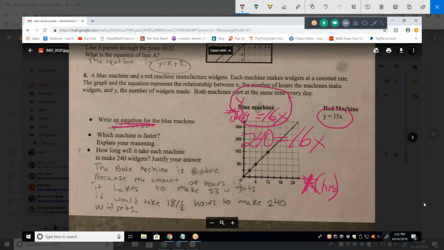So, do you have your calculator? No, I can't find it. I had it a minute ago.